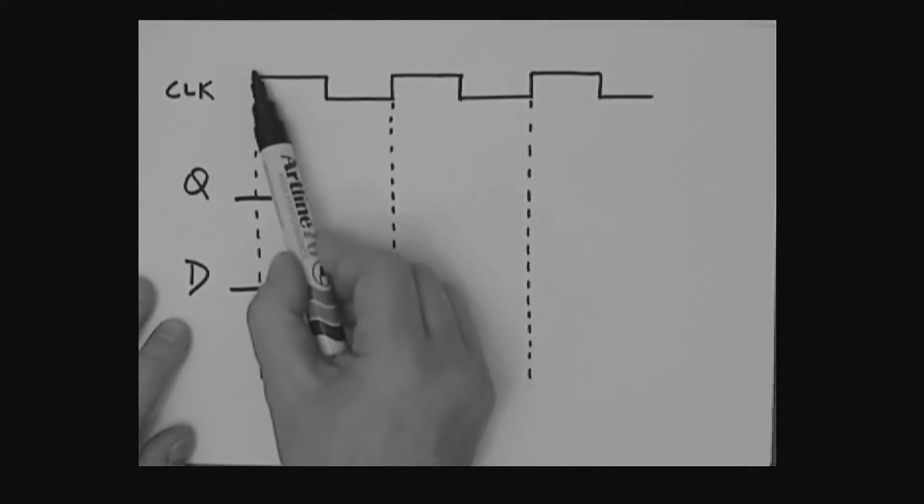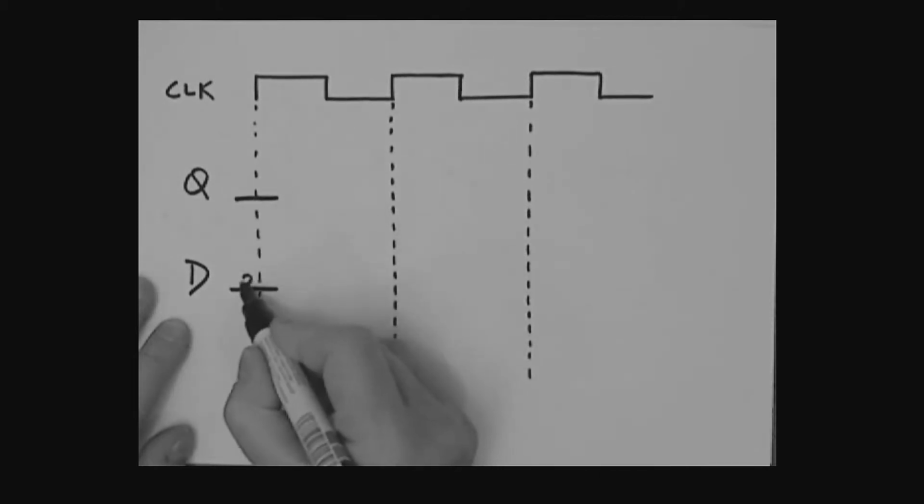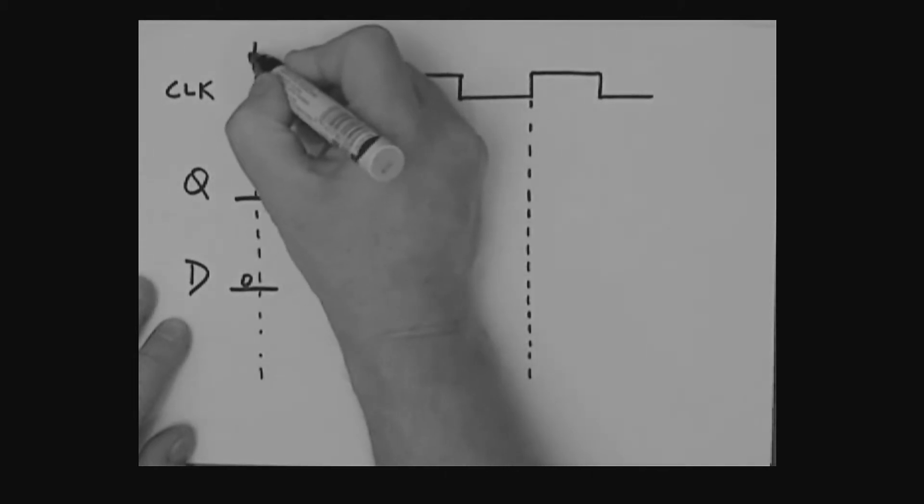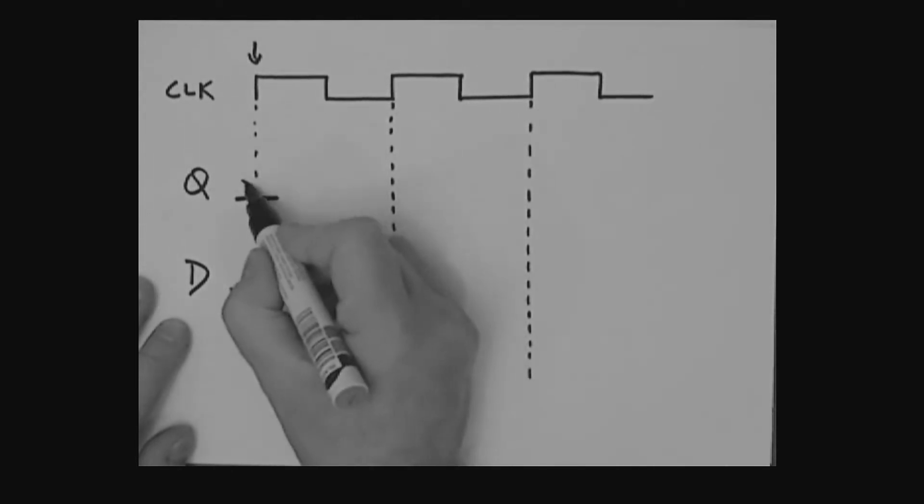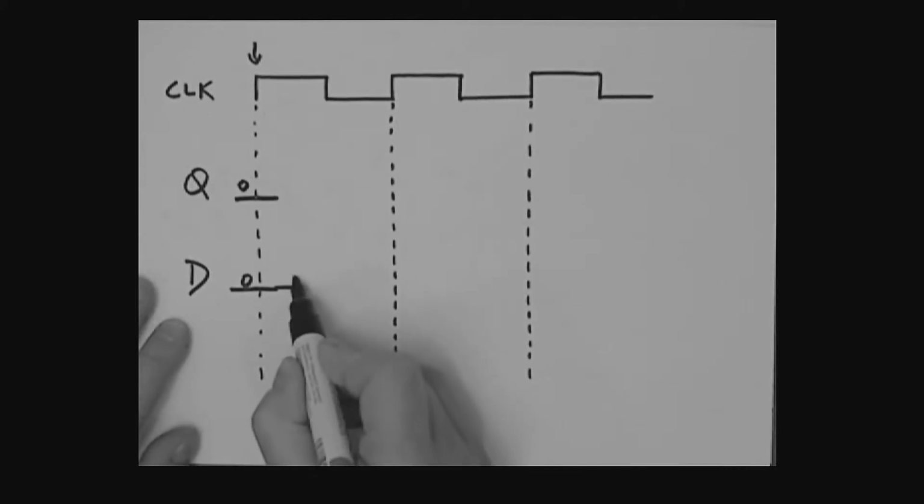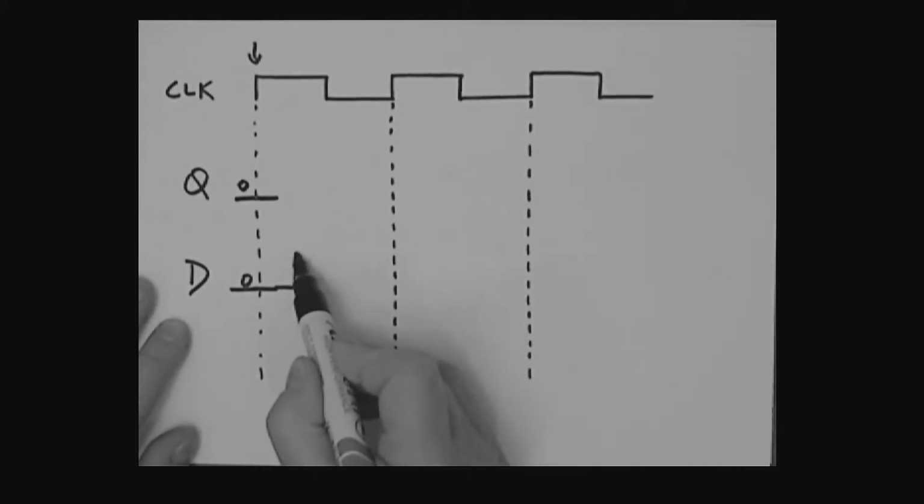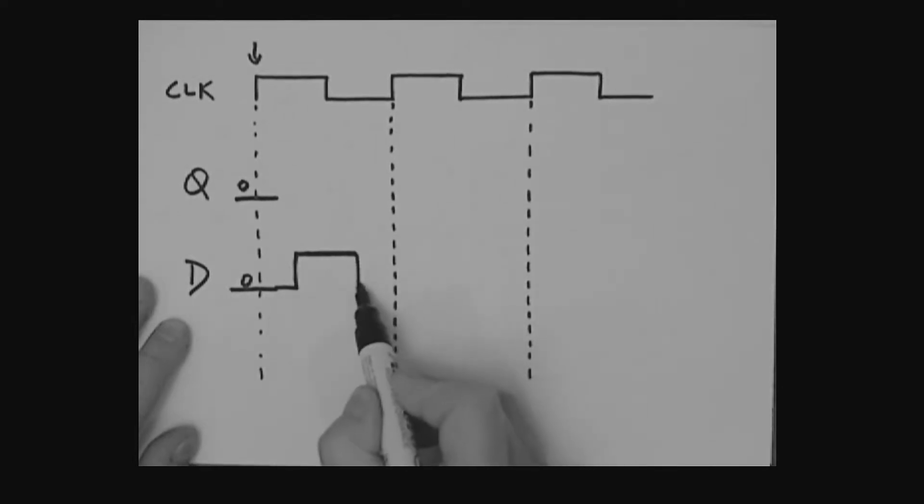So what we're saying here is that at this leading edge of the clock, the input D was a 0, and so the output Q would be a 0. So there is Q sitting at a 0. Now let's imagine that we change this D input. We make this D go to a 1, we hold it at 1 for a short period of time, and then we take it away again, and perhaps that's our waveform for D. What's going to happen to Q?